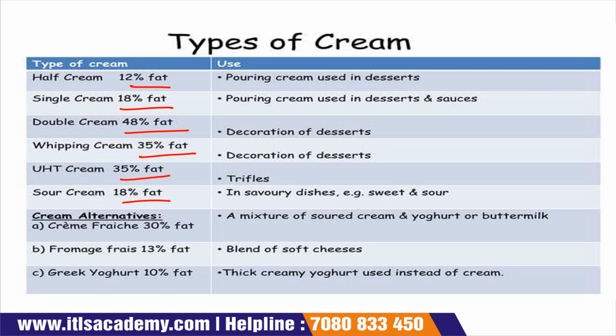Cream alternatives like crème fraîche contain 30% fat. Fromage frais contains 13% fat. Greek yogurt contains 10% fat, and these are their uses.